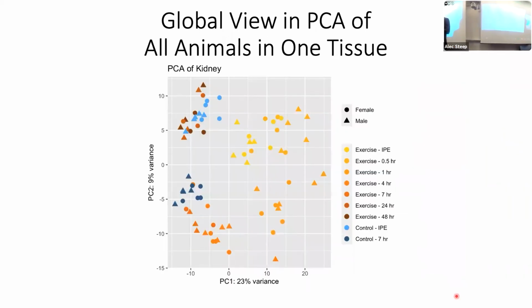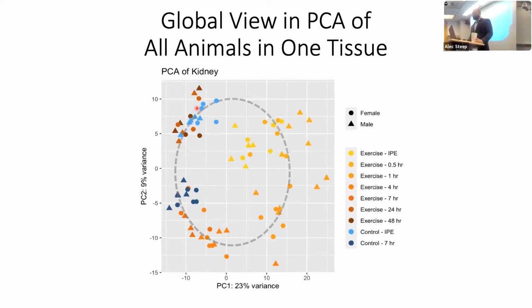So here's a PCA after all of that. And I just want to take you on a grand tour here. We're going to start up here with control 0 hour or control IPE, immediately post exercise. We're going to move over to exercise 0 hour, 0.5, 1, 4, 7. By the time we get to exercise 7, it pairs up with control 7. And when we go back to that 0 hour, what we see is that it pairs up with the 24 and 48 hour exercise response. And so we get this grand tour, if you will, visualized with this ellipse.